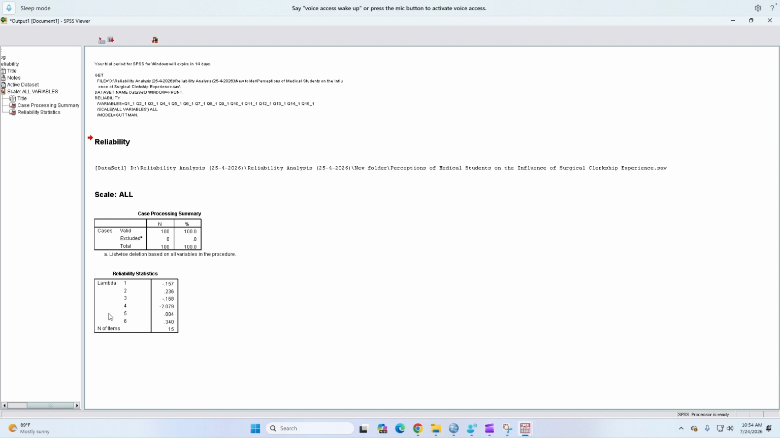Here we have reliability statistics. Lambda 1 is minus 0.157, lambda 2 is 0.236, lambda 3 is minus 0.168, lambda 4 is minus 2.079, and so on. The value of lambda 4 is minus 2.079.